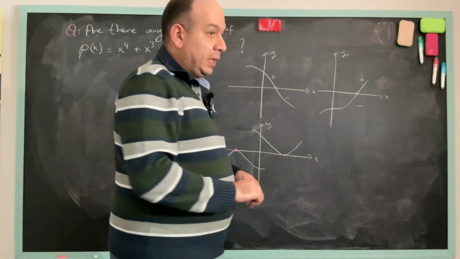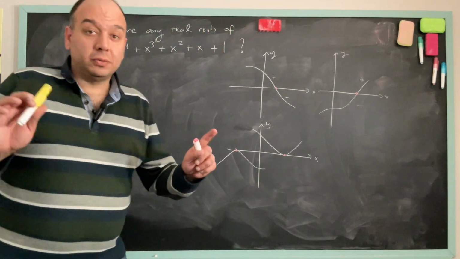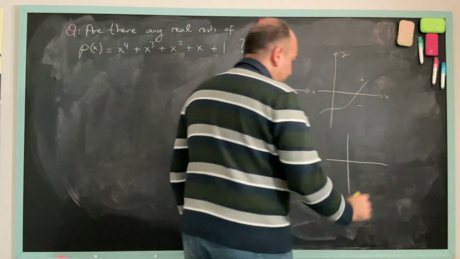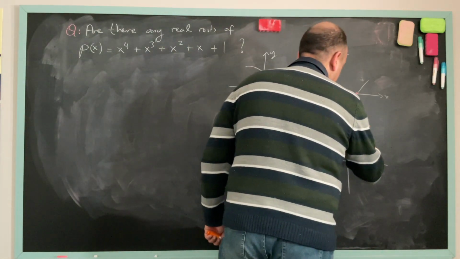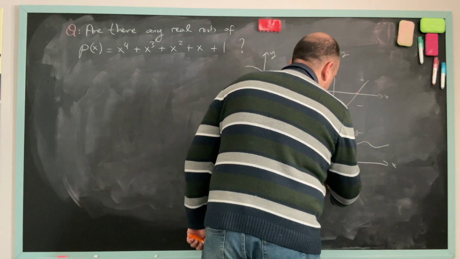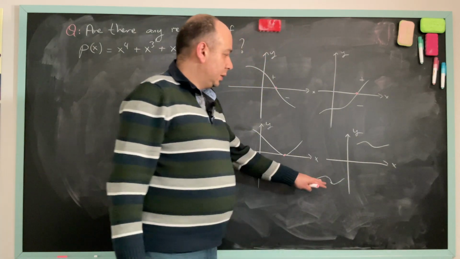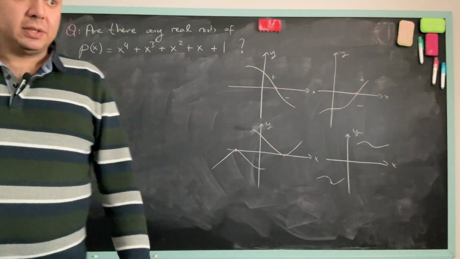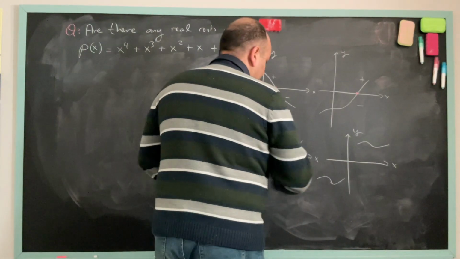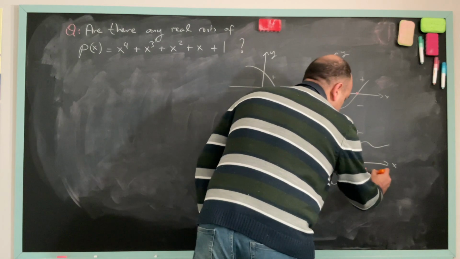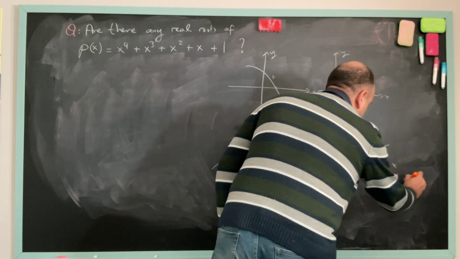And when do we have no roots, or in other words, no real roots? A function may be all positive, or it may be all negative, right? So it doesn't cross the horizontal line, so there's no intersection on the x-axis. So in these two cases, there are no real roots.